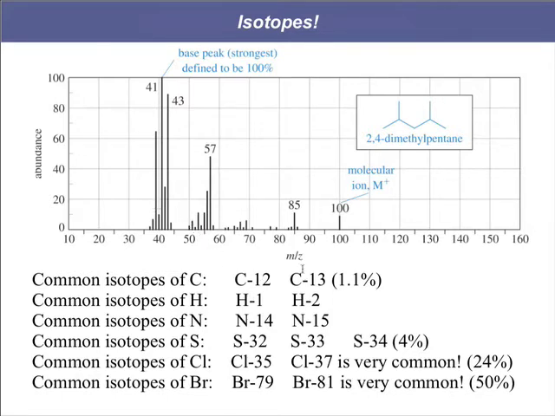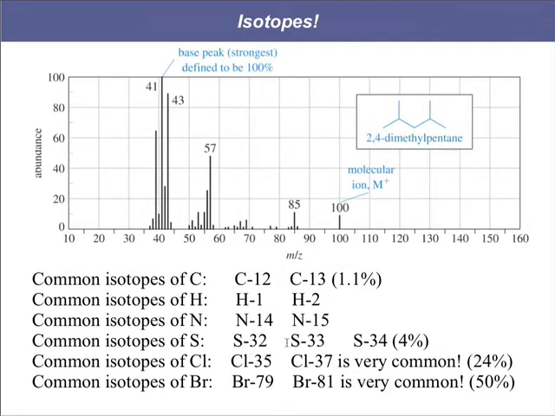Carbon can be carbon-12 or carbon-13. Hydrogen can be hydrogen-1 or deuterium, hydrogen-2. Nitrogen can be 14 or 15. Sulfur can be 32 or 33. In fact, it can also be 34, which occurs at 4% abundance. Chlorine and bromine are even more exaggerated. Chlorine-37 occurs nearly 25% of the time, which means that 75% of your chlorines are 35, and 25% of your chlorines are 37. That's a 3-to-1 ratio.